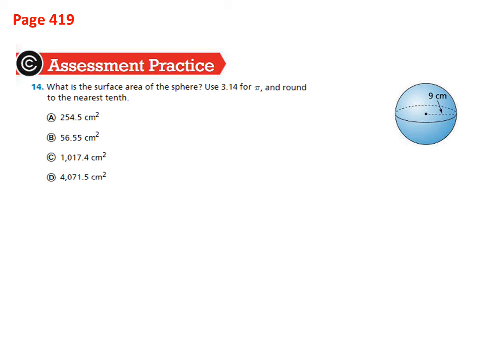How to choose the correct answer? Of course, we must solve the question. Here, search for the radius length. Yes, we have the radius length. R equals 9. It's given in the question. So use the formula to find the surface area of the sphere. Of course, the surface area equals 4 pi r squared.